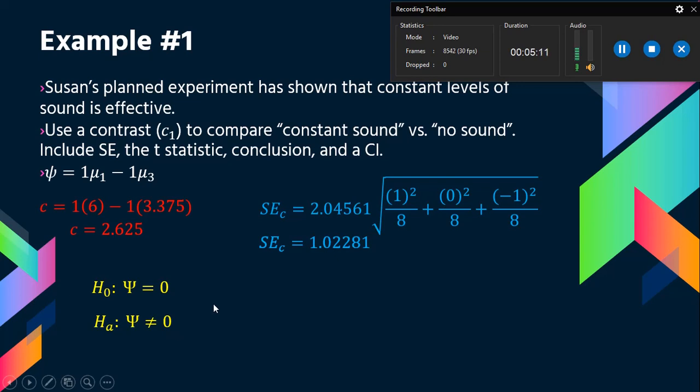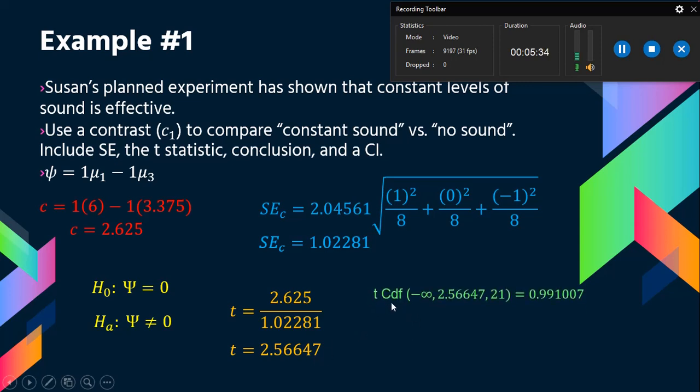If you want to run a one-sided test, you can do so. You could probably say psi is greater than 0. In the t-test, the numerator is the value of the constant, and the denominator is your standard error. So through our division, the value of the t-statistic is 2.56647.